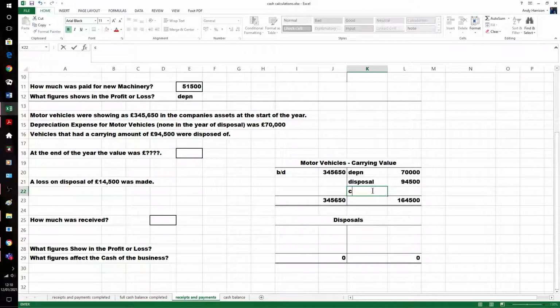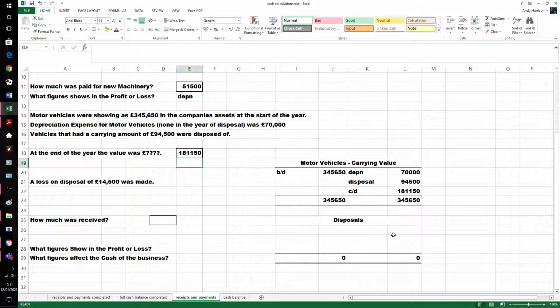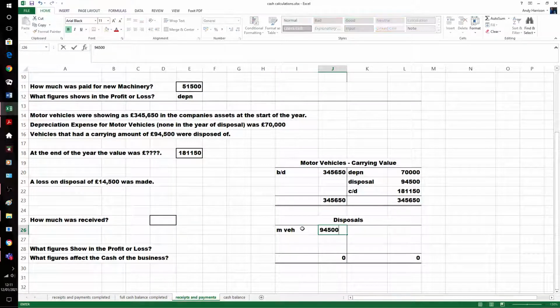So actually all we've got to do here is work out what we're left with. And that is that figure. And then we made a loss on disposal. Again, disposals you're used to from advanced bookkeeping, transferring the asset and its accumulated depreciation. We haven't got those figures, we've only got the carrying amount, which is effectively what you transfer. So we'll put the 94,500 in.